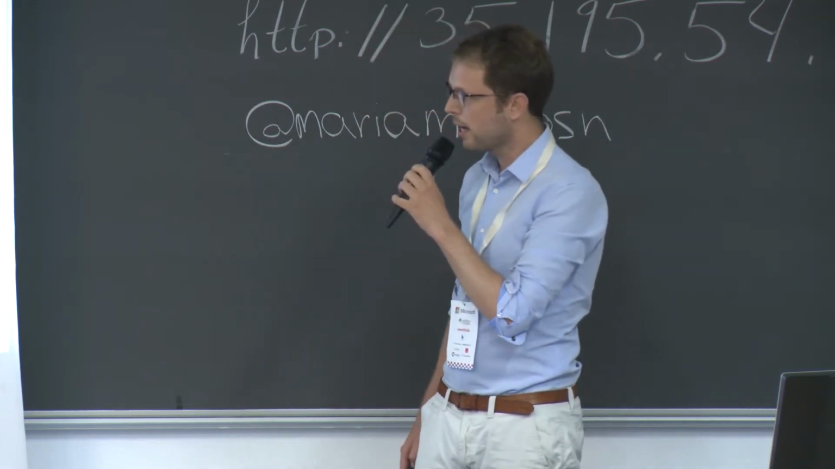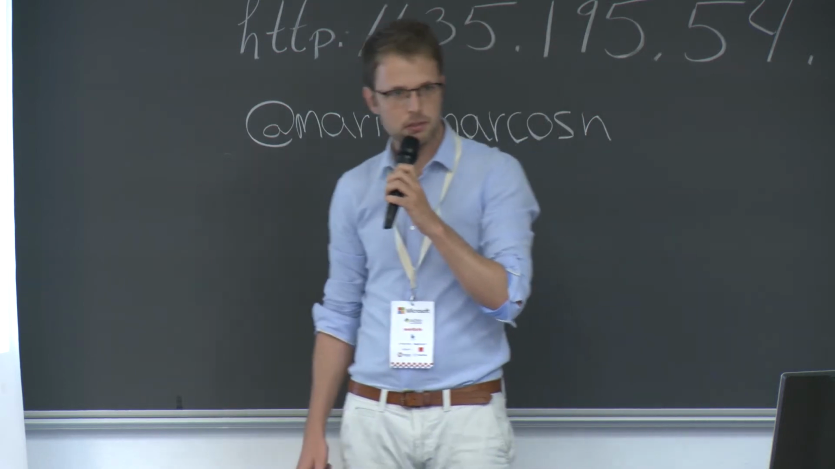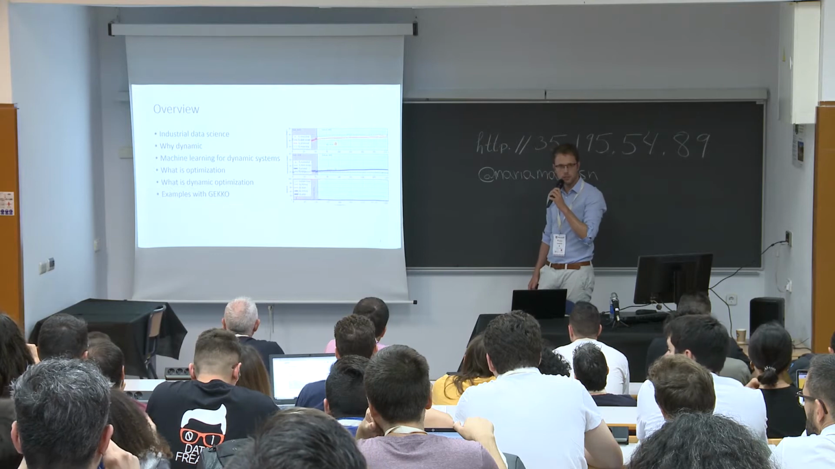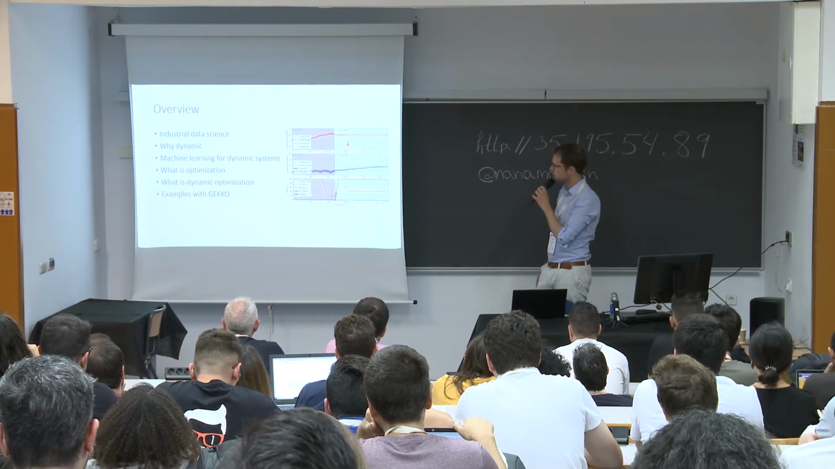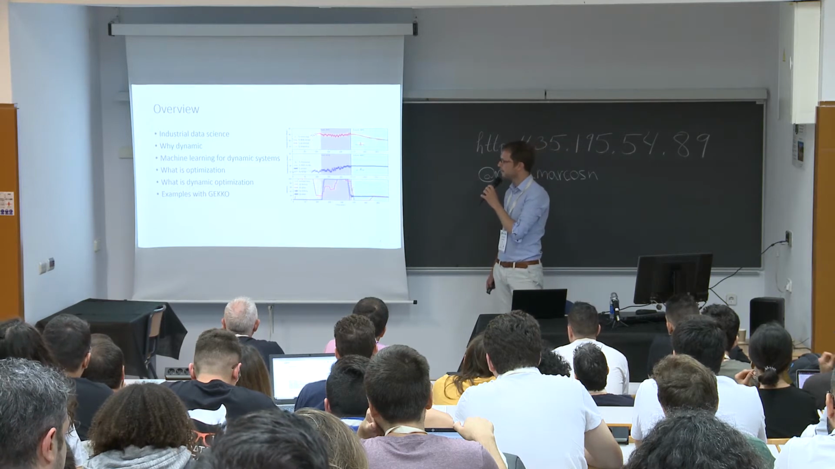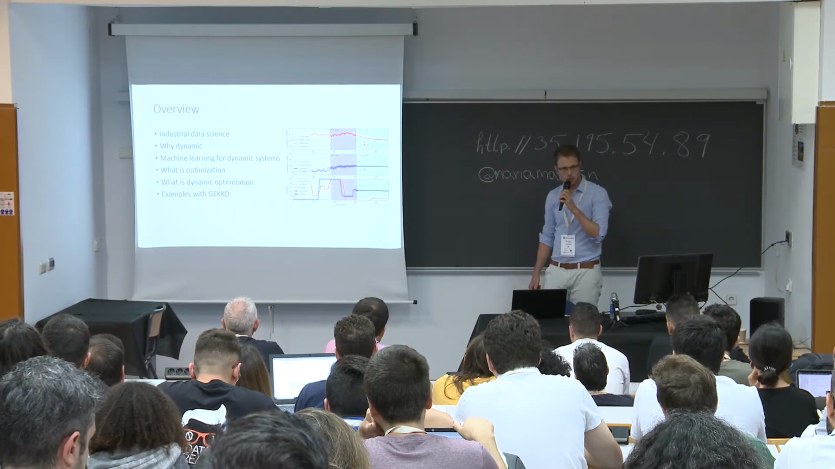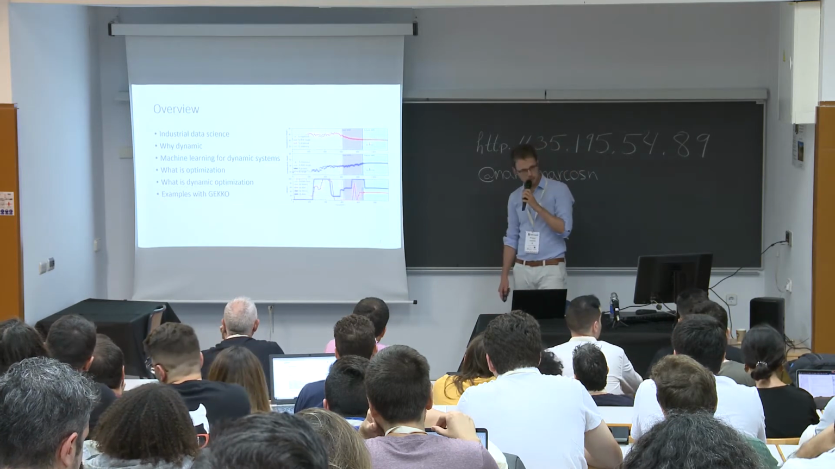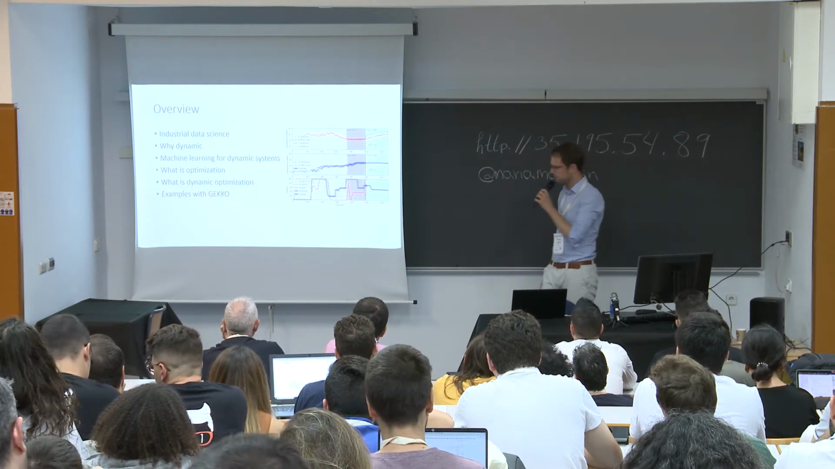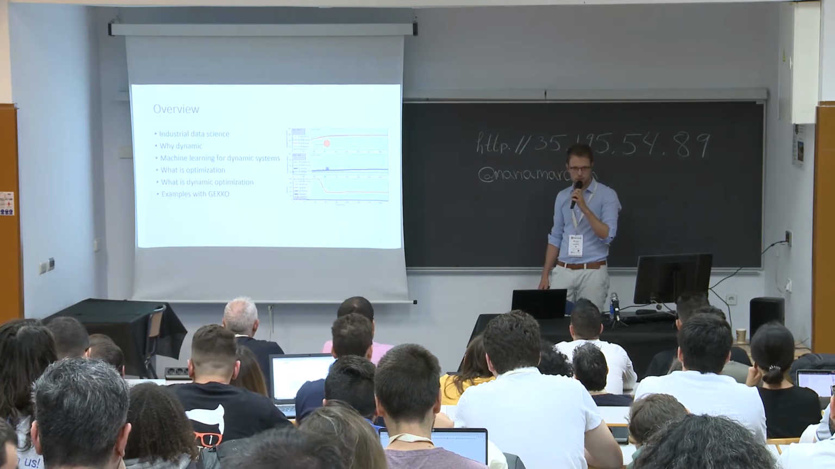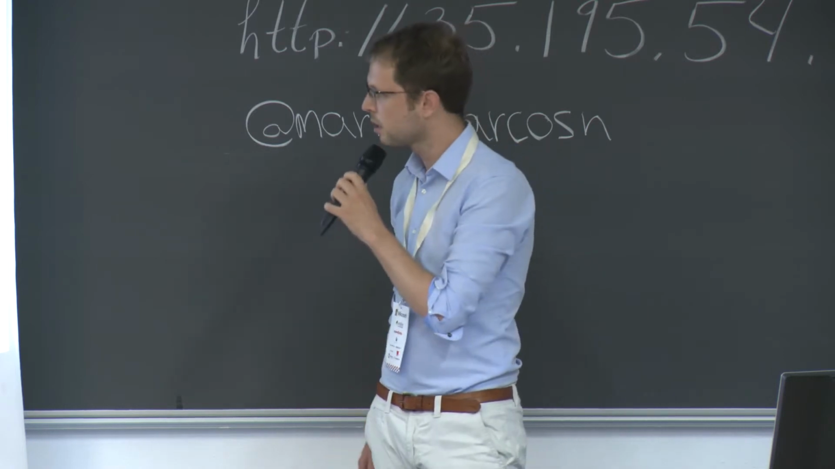I'm going to say why dynamics are important and why you need to be careful when you are doing machine learning in these situations. I'm going to say as well what is optimization, how you are using optimization every day, what is dynamic optimization, which is another layer of complexity, and some examples with a library written in Python that solves this kind of issues.